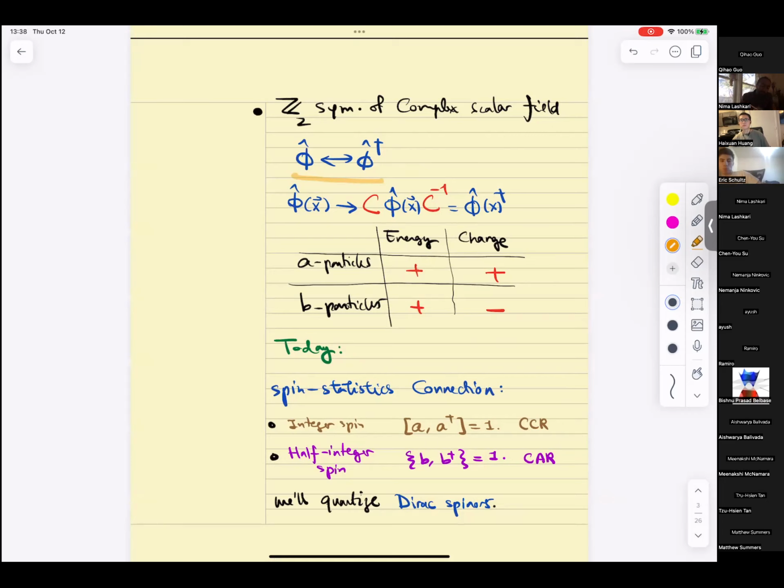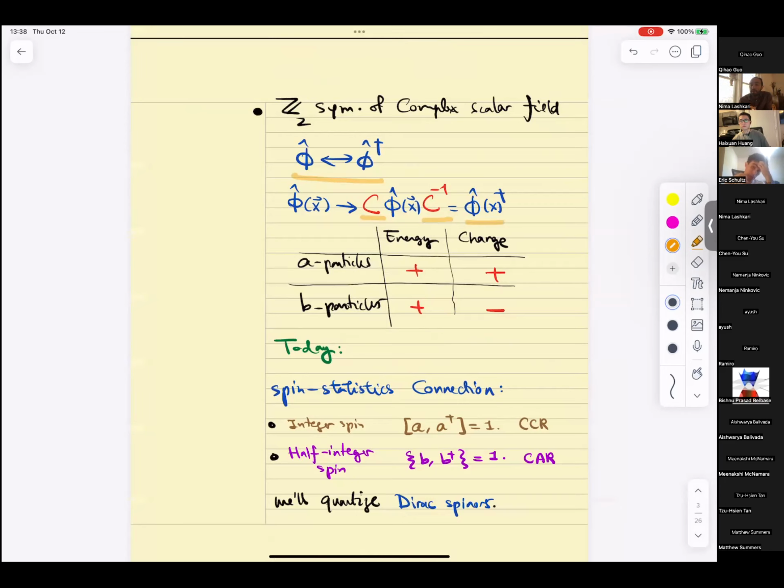There will be some unitary operators C and C dagger, C minus one or C dagger, which will actually send phi to phi of X dagger. All right. We said that a complex scalar field, of course, has 2 degrees of freedom.